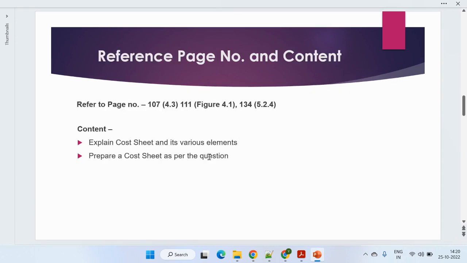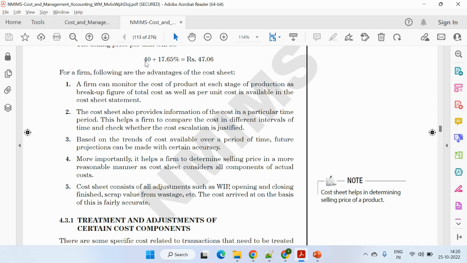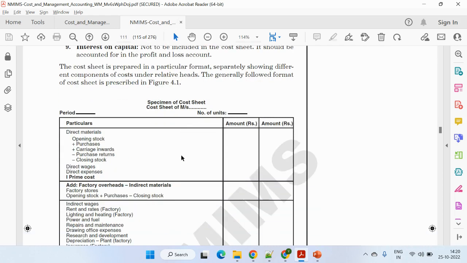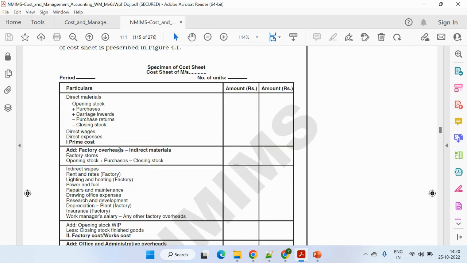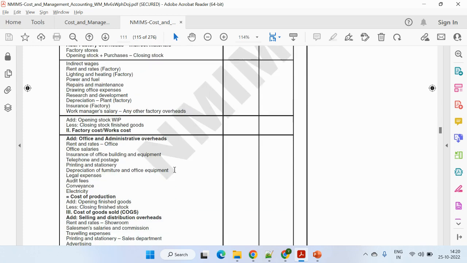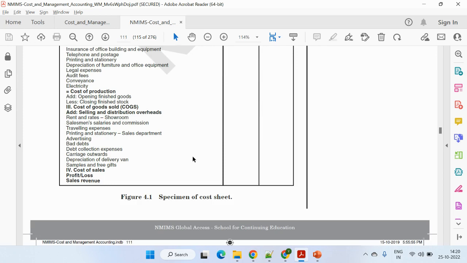Now going to page number 111, this is a specimen of a cost sheet, so you can prepare the cost sheet based on the question. This is the period, which is already mentioned, and the number of units is mentioned. What are the direct materials, opening stock, direct wages, factory overheads, indirect wages, rents, whichever is mentioned, you can put the values. For others, you can keep it blank or skip that part.